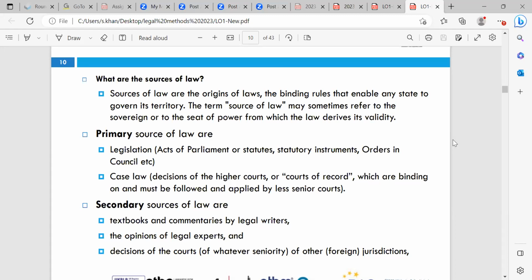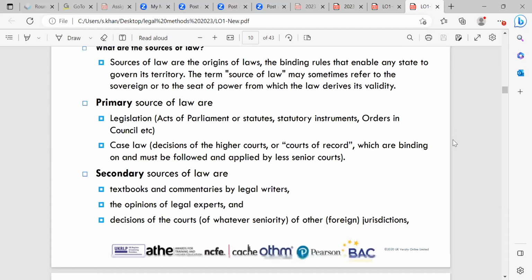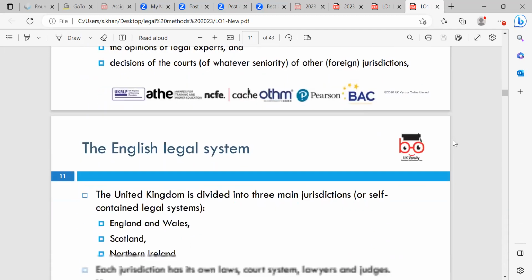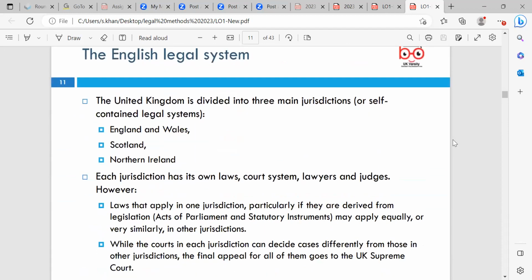Then we have secondary sources of law, which are textbooks and commentaries by legal writers, so academics, the opinions of legal experts and decisions of the court of whatever seniority of foreign jurisdiction. So these are secondary sources of law. We have the English legal system in the UK, which is the most important. That's what we follow, and the main jurisdiction in the UK.